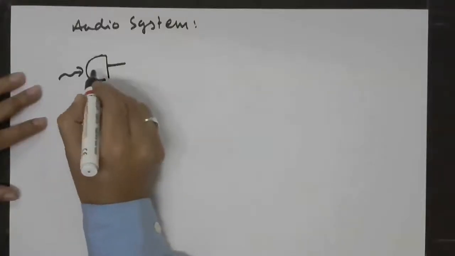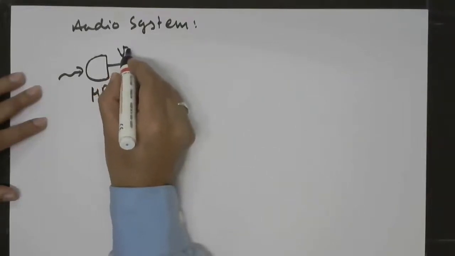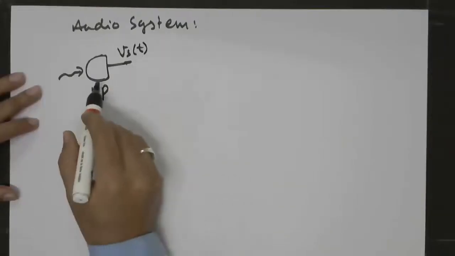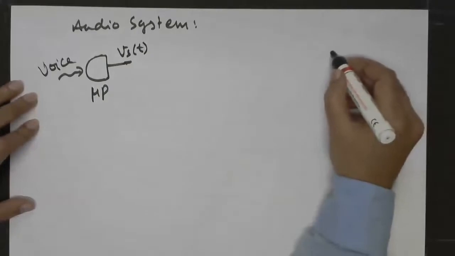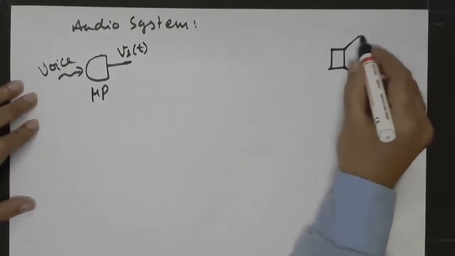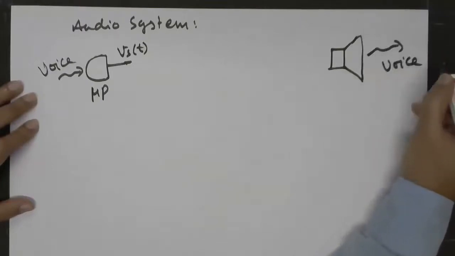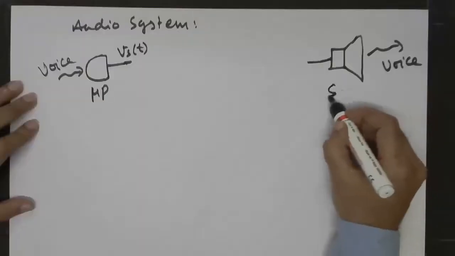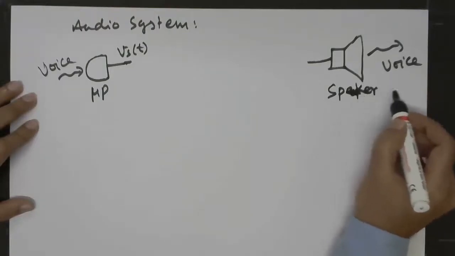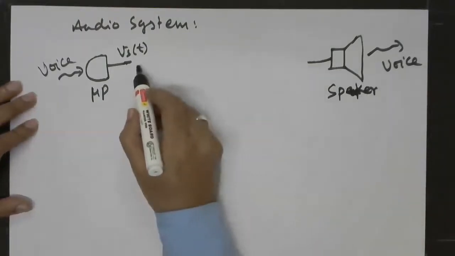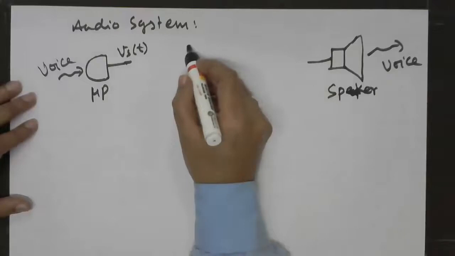So the first element, of course, is microphone, which will produce a time varying voltage depending upon the voice that microphone picks up. And ultimately at the other end, we would like to have more voice, that means more sound, more volume. So we have speaker. In general, this will be very small, and so directly connecting will not lead to a meaningful output.